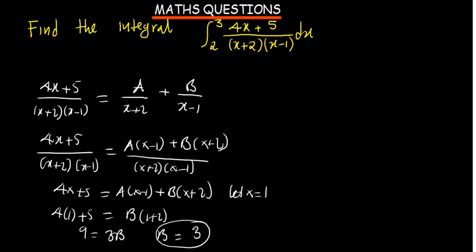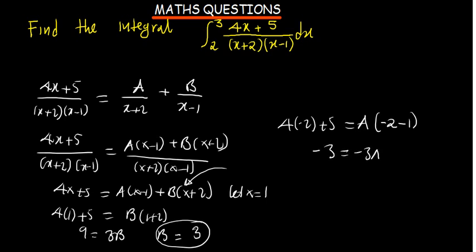And then we find now the value for A. For A, we're going to let x be equal to negative 2 so that we can cancel out B. So that will be 4 multiplied by negative 2 plus 5 is equal to A(-2 - 1). 4 times negative 2, negative 8 plus 5, negative 3, that is going to be negative 3A, meaning that A is equal to 1.